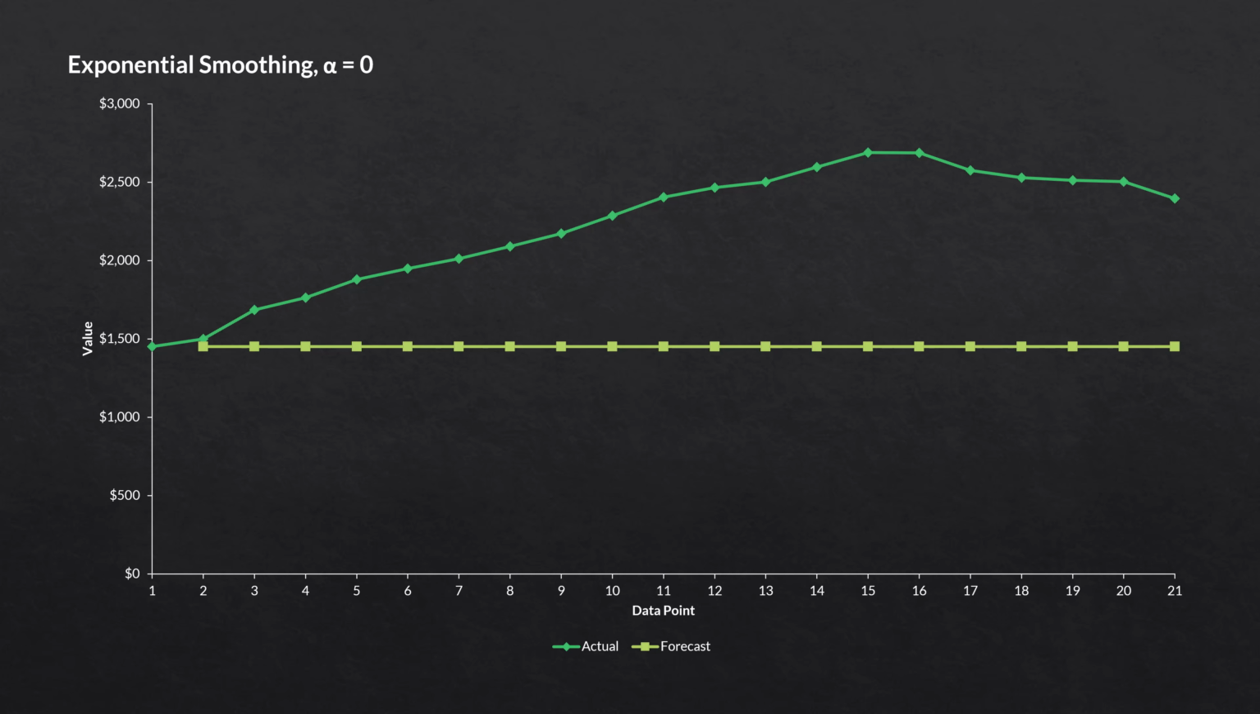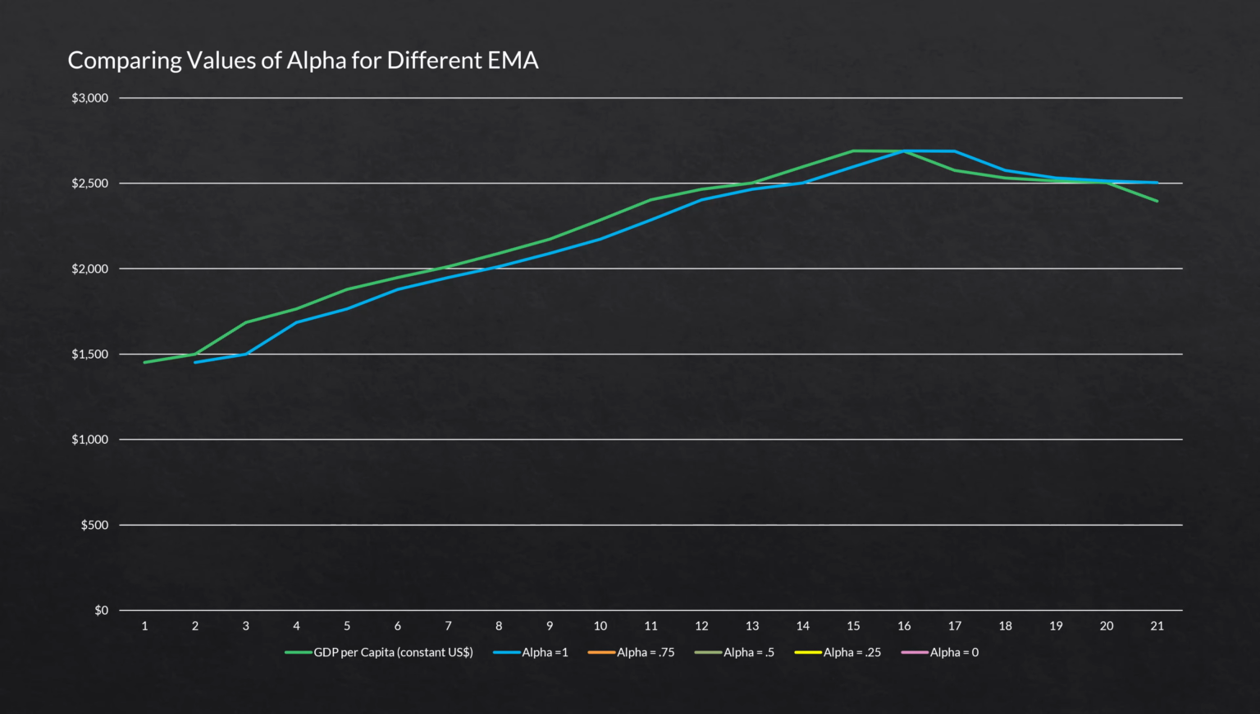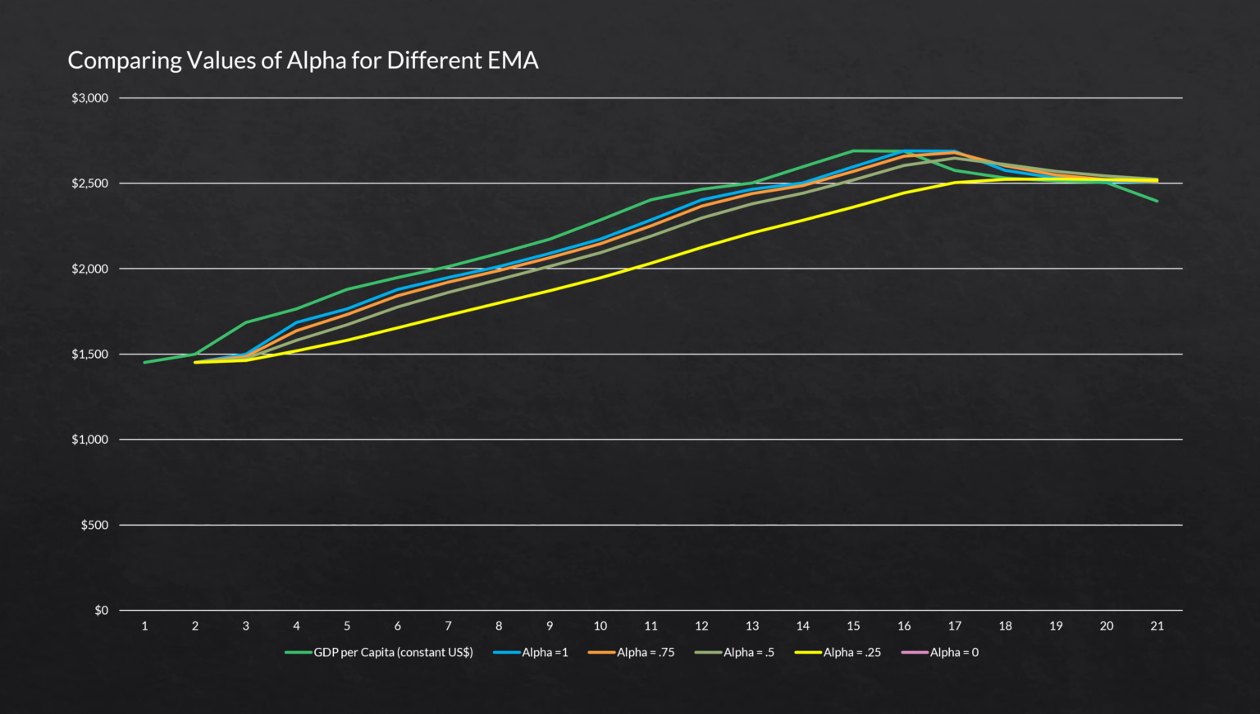On one extreme, when alpha equals 1, it is the same as the naive forecast. On the other extreme, when alpha equals 0, it's just the original forecast value horizontally spread across the entire time series. So comparing values of alpha for different exponential moving averages, this is all that information just on one graph. So we have our original data there in the green line. We have our alpha equals 1, which is the same as the naive forecast there in the blue. Alpha of 0.75 in the orange. Alpha of 0.5 in the lighter green there. Alpha of 0.25 in the yellow. And an alpha of 0 there in the pink.